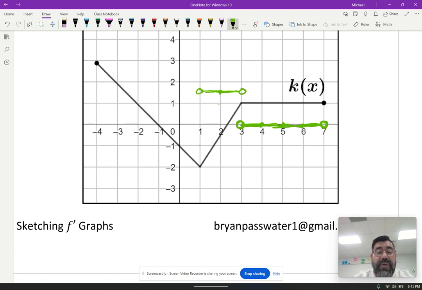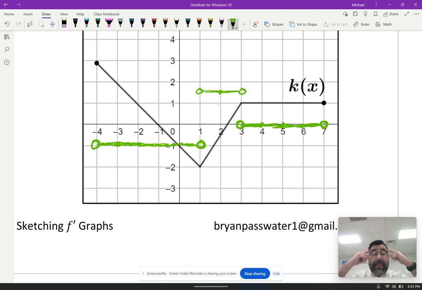What happens at 1? Well, it's a sharp turn, and sharp turns have no slope, right? The slope doesn't exist. So therefore, the derivative doesn't exist. But the derivative, the slope, does exist to the left of 1. I notice that all of these slopes are -1. It goes down 1 over 1, down 1 over 1, down 1 over 1. So my slope in this section should be -1. So I'm going to draw, and because it's always -1, I'm going to draw a horizontal line from -4, which should be open, all the way to 1, which should also be open because the derivative doesn't exist.